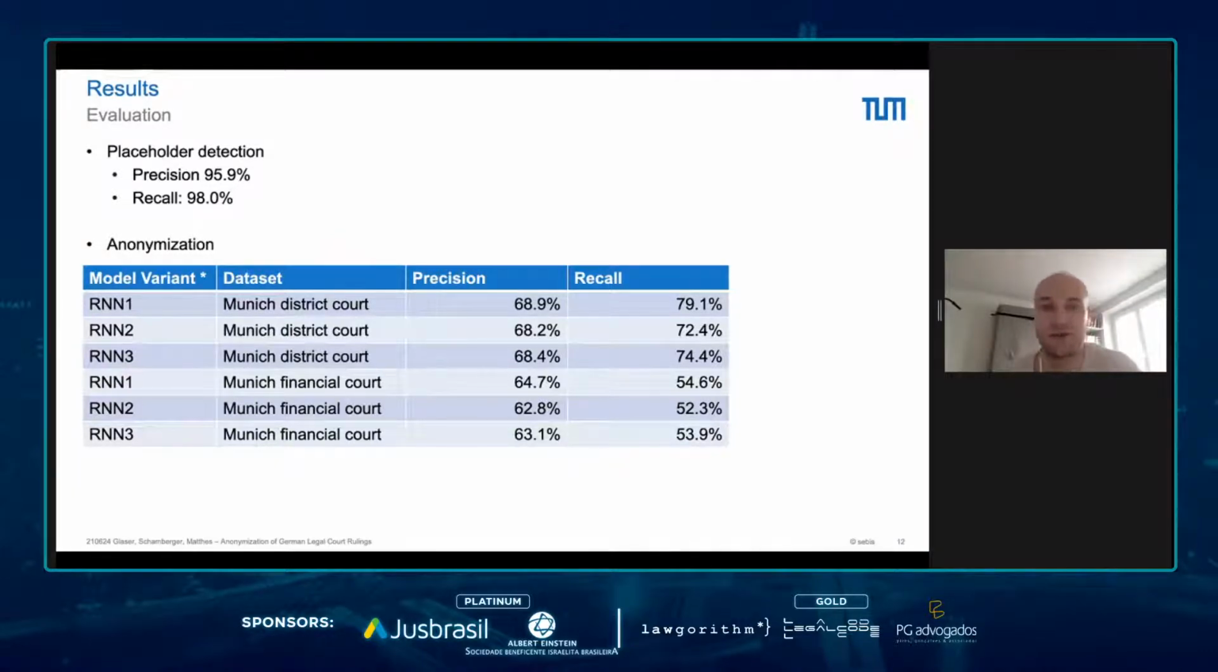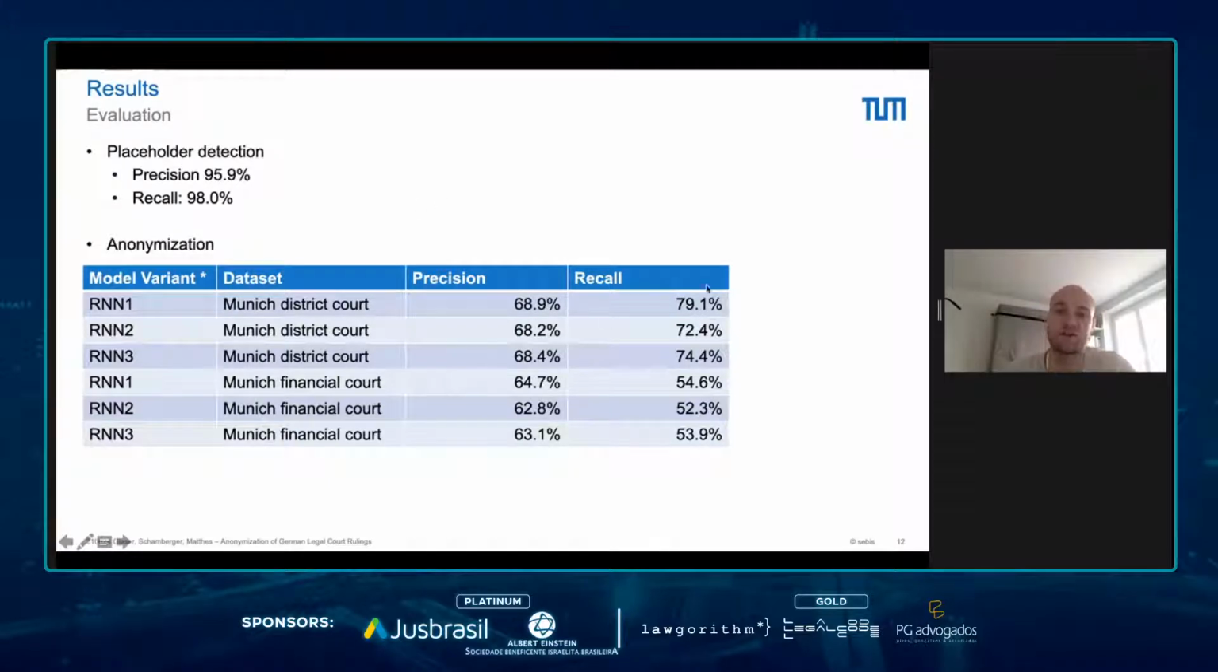We got precision and recall above 95%, which is quite good. But of course, you need to keep in mind that this is also some kind of upper limit for the whole process. In terms of model variants, the concrete variants are denoted in the paper. But as you can see, the models perform better on the Munich District Court dataset than on the Munich Financial Court dataset. So this suggests again that we would need to train models for different court types.